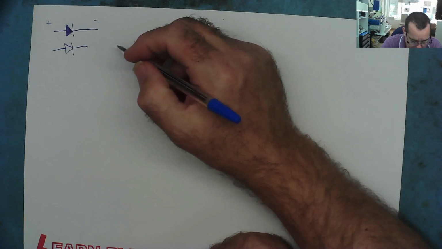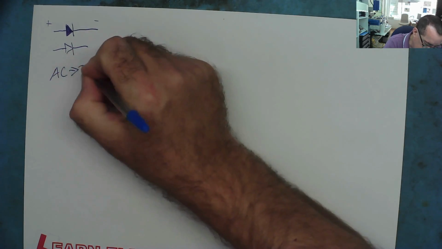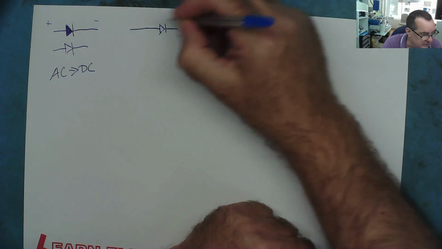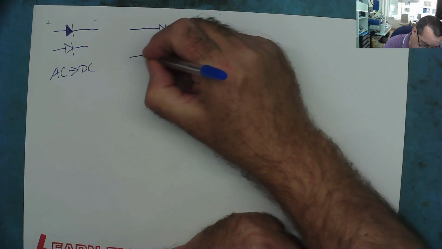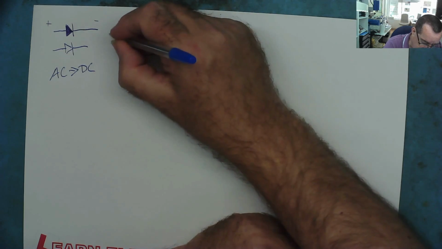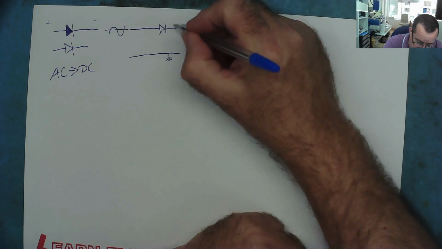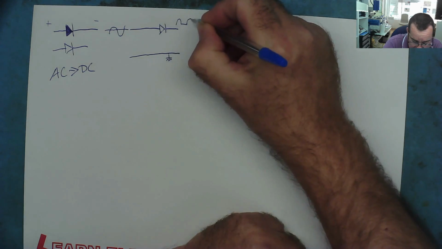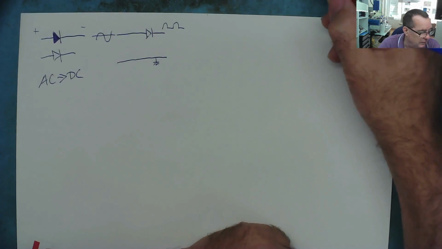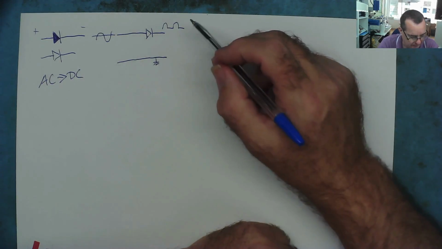Therefore, a diode will actually convert AC into DC. So if we imagine we have a diode, it only passes current in the direction of the arrow. If we feed into here an AC signal, which is alternating positive and negative, only the positive halves will come out of the diode. The negative halves will be blocked. So it takes an AC signal and converts it to a DC signal. This property is called rectification.